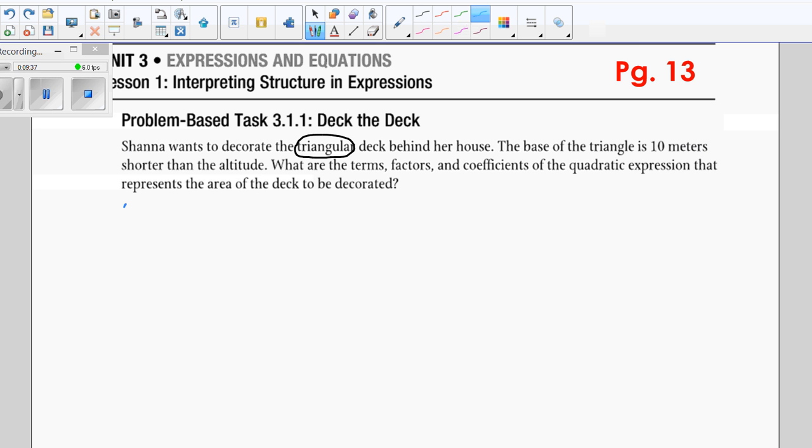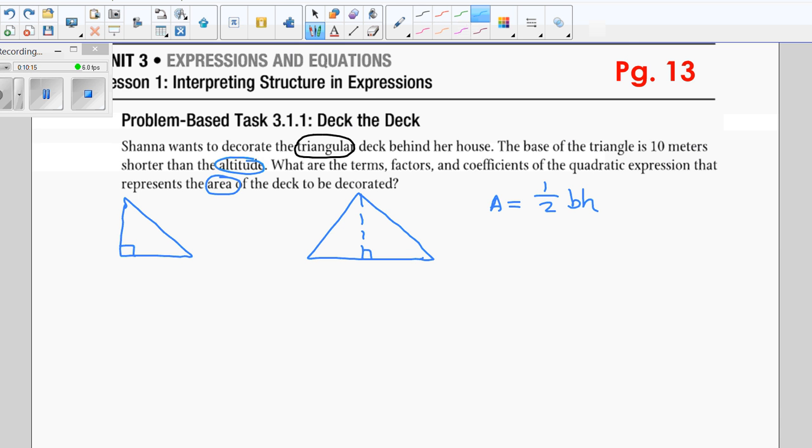So we're going to draw a triangle, and I'm actually going to draw 2 of them, in case you don't see or understand the first one. So there's my triangle. I'm going to make that my right angle. I'm also going to draw a triangle that looks like this. And then I'm going to bring down the altitude, so this is the height, which makes a right angle. If you remember back to triangles, to find the area of a triangle, we need to do 1/2 times the base times the height. So it says the base of the triangle is 10 meters shorter than the altitude. What are the terms, the factors, the coefficients of the quadratic expression that represents the area of the deck, which is why here's your formula, so write all that down.